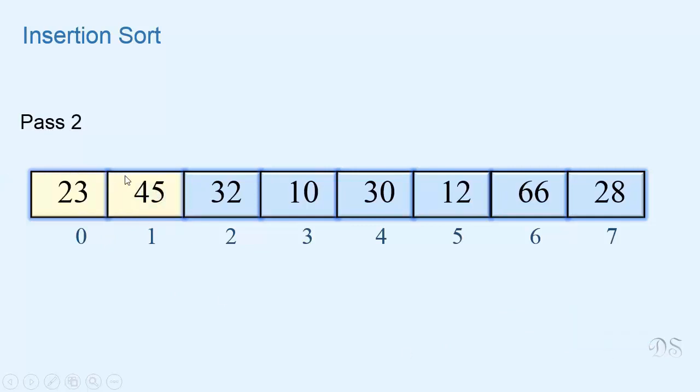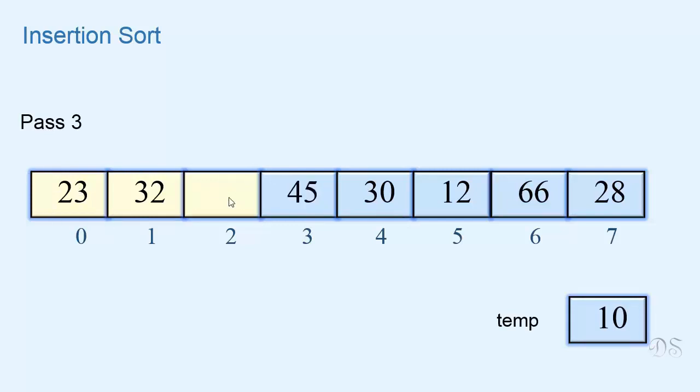Now in pass 2, this becomes the sorted part and this is the unsorted part. The first element from the unsorted part is 32. Now 45 is greater than 32, so 45 is moved this side. 23 is less than 32, so 32 is placed here. Now in pass 3, the first element from the unsorted part is 10 and it has to be placed in this sorted part. Now 45 is greater than 10, so 45 is moved this side. 32 is greater than 10, 32 is moved this side. 23 is also greater than 10, so it is also moved this side and 10 is placed here.